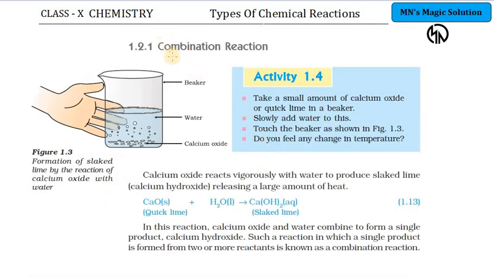So this is a part of your textbook. Under combination reaction you have this particular equation: calcium oxide combining with water to give you slaked lime, Ca(OH)2. What all things have they discussed about it? See, calcium oxide reacts vigorously with water to produce slaked lime and releases a huge amount of heat in the process. So obviously it is exothermic in nature. And also there are two reactants and one product. So it is a combination reaction.